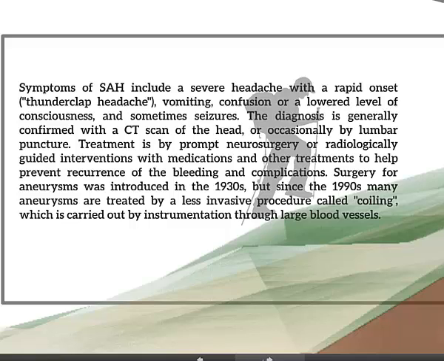The diagnosis is generally confirmed with a CT scan of the head, or occasionally by a lumbar puncture. Treatment is by prompt neurosurgery or radiologically guided interventions, with medications and other treatments to help prevent recurrence of the bleeding and complications. Surgery for aneurysms was introduced in the 1930s.